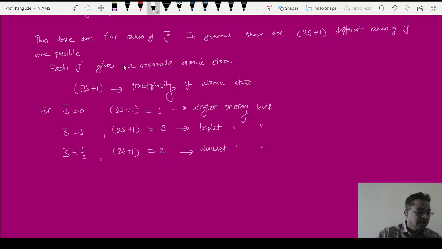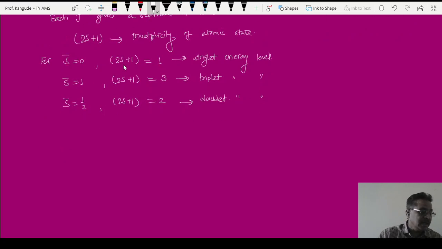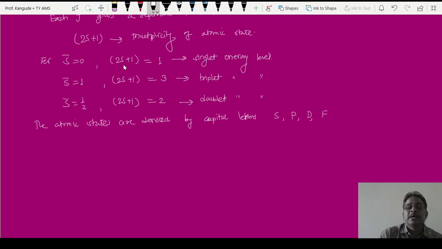Now, actually, how the particular things we have discussed are to be used will be discussed here. The atomic states are denoted by capital letters, like capital S, P, D, F, G, etc., which corresponds to the value of capital L.